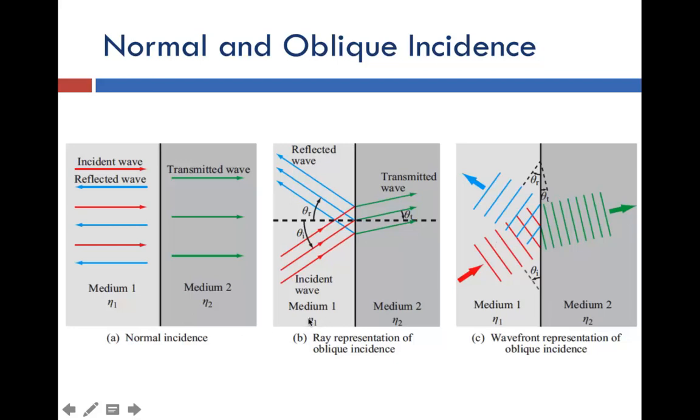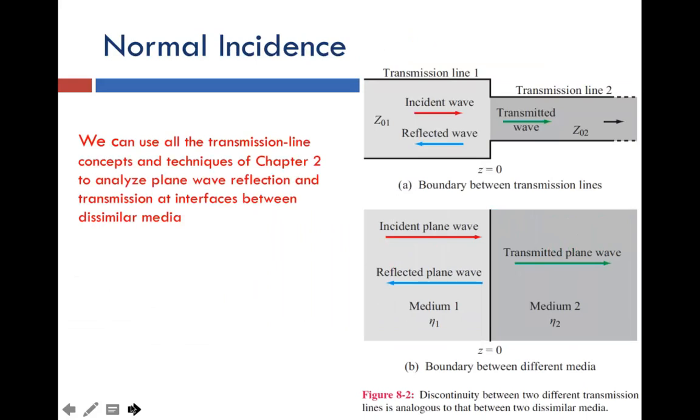Then these are just illustrations of oblique incidence, which we'll discuss in the next lecture. I'm not going to dwell too much on this other than to say, if you missed class, we did talk about how plane waves at boundaries are quite analogous to the boundary between transmission lines with different characteristic impedances, Z01 and Z02.